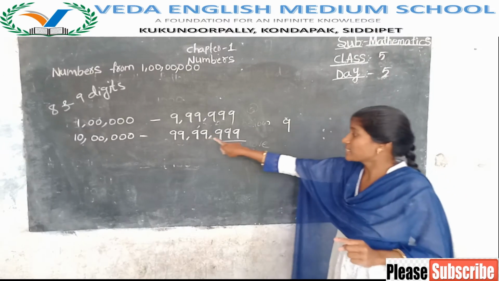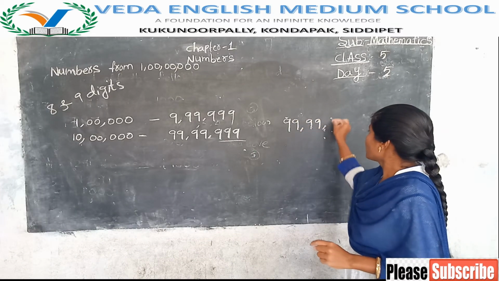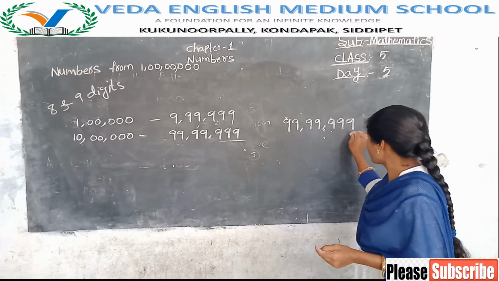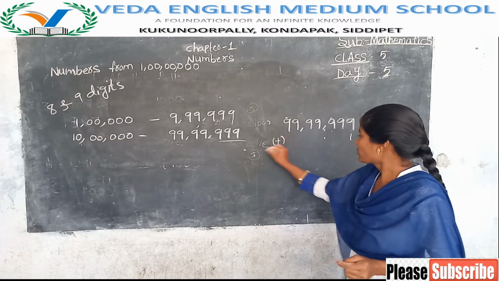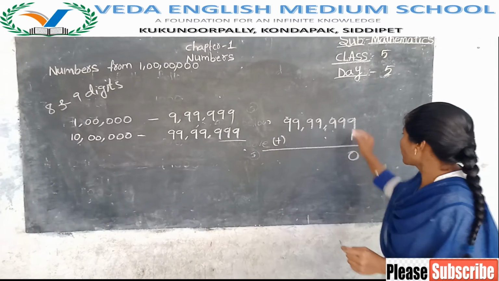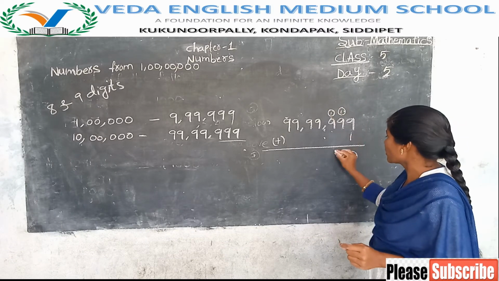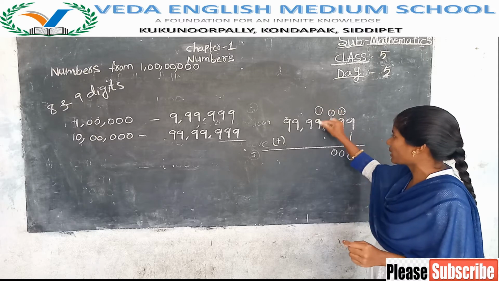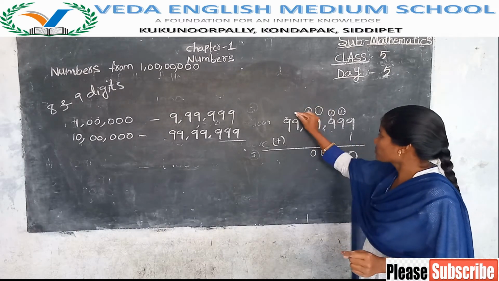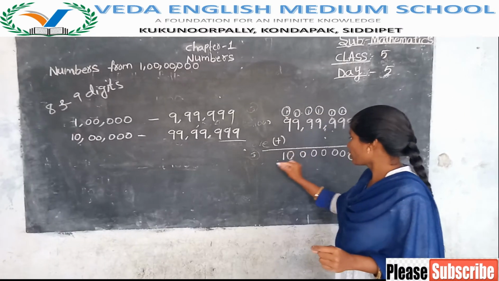The 7-digit largest number is 99 lakhs 99,999. What we have to add for this? 1. 1 we have to add. 9 plus 1, 10. 0 here. 1 becomes carried to the next number. 9 plus 1, 10. 0 here. 1 becomes carried to the next number. This repeats for each digit. 9 plus 1, 10.